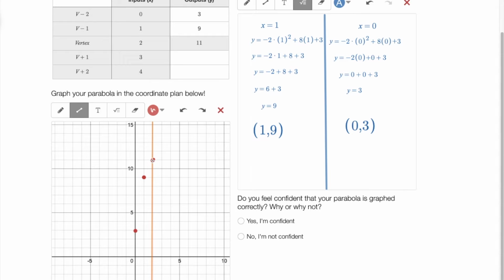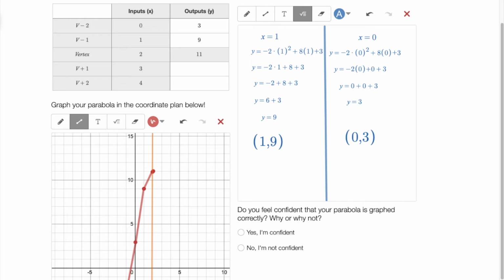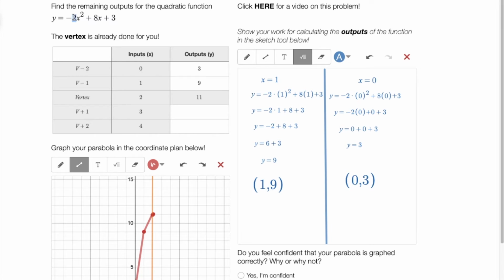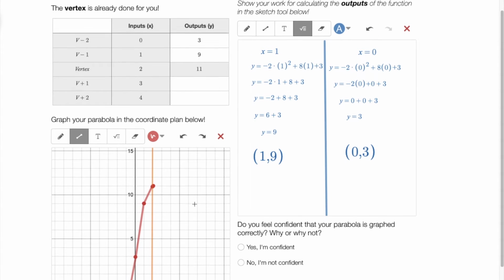This graph is reflected, and it looks like it's actually also stretched. It's moving much faster. Now, why is that? Because it's being multiplied by a -2. So when the leading coefficient is negative, your graph is going to reflect, and the vertex becomes what's called a maximum. If your leading coefficient is positive, the vertex will be a minimum because it'll be that U shape.